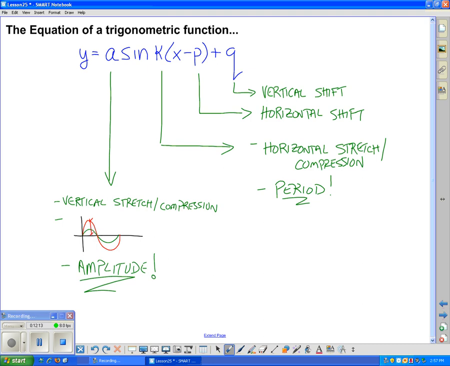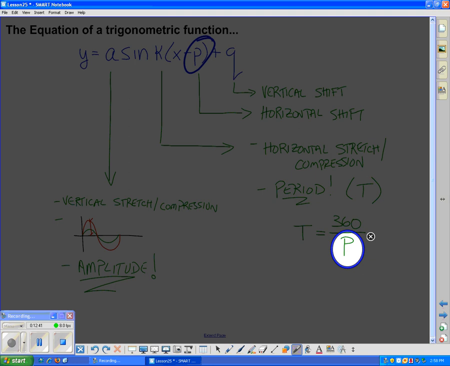So the formula, first of all, period, I use capital T to represent period. I don't know why. It's from physics. I just carry it over to the math. So period, T equals 360 divided by your K, and it is a capital P, not the little p. So let's not get this kind of messed up. Little p for phase shift, capital P is your period.